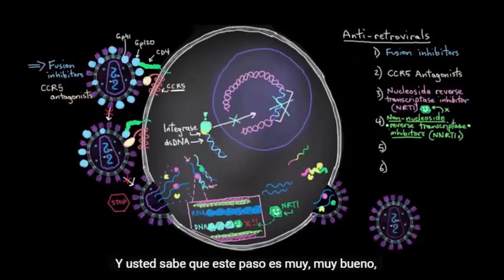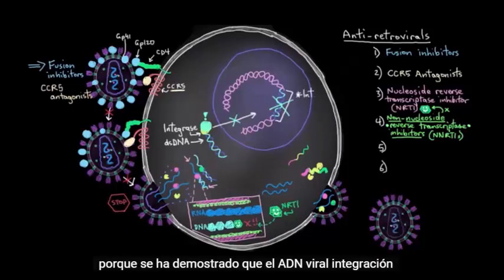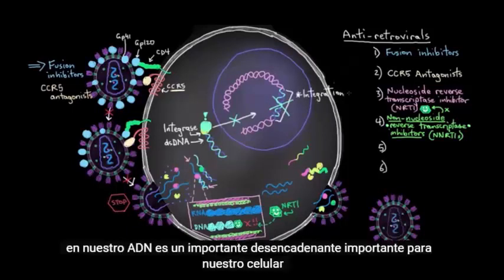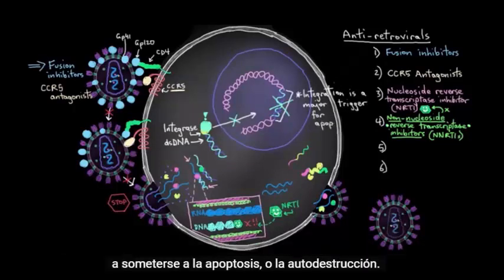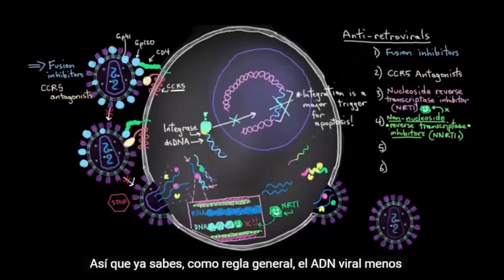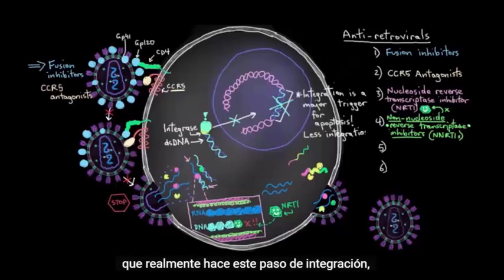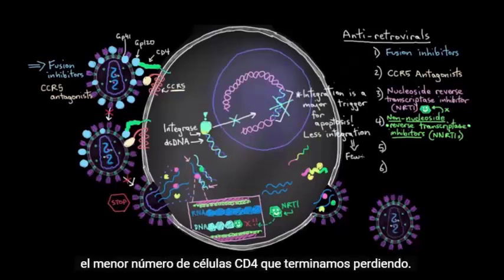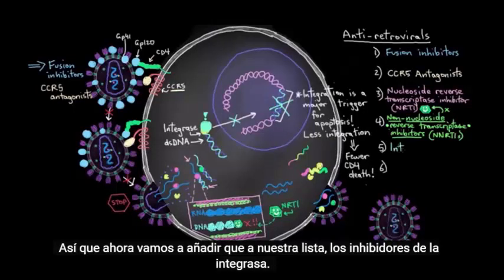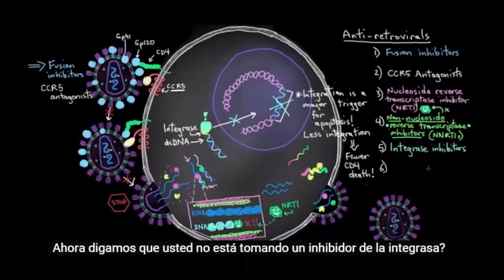And you know, this step is really, really good. This is an extra important step because it's been shown that viral DNA integrating into our DNA is a major, major trigger for our cell to undergo apoptosis or self-destruction. So just as a general rule, the less viral DNA that actually does this integration step, the fewer CD4 cells that we end up losing. So now let's add that to our list: integrase inhibitors.